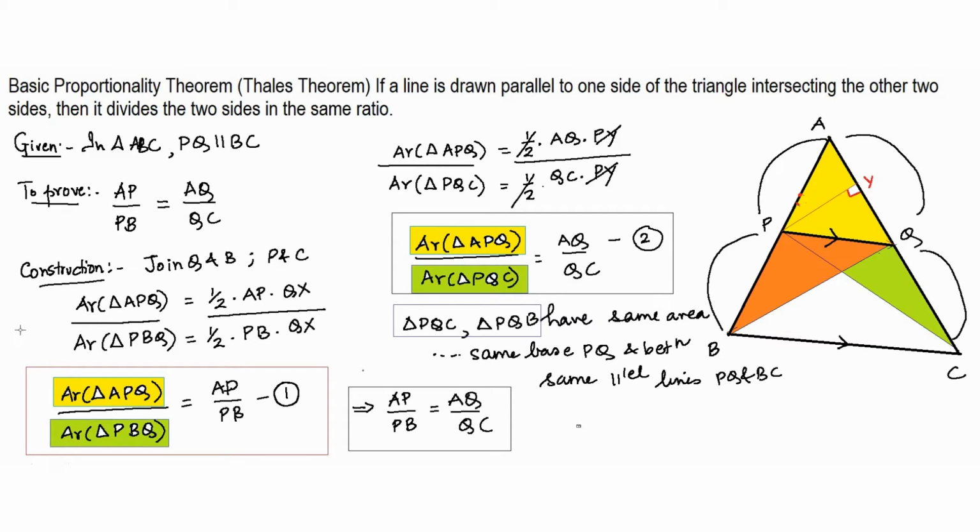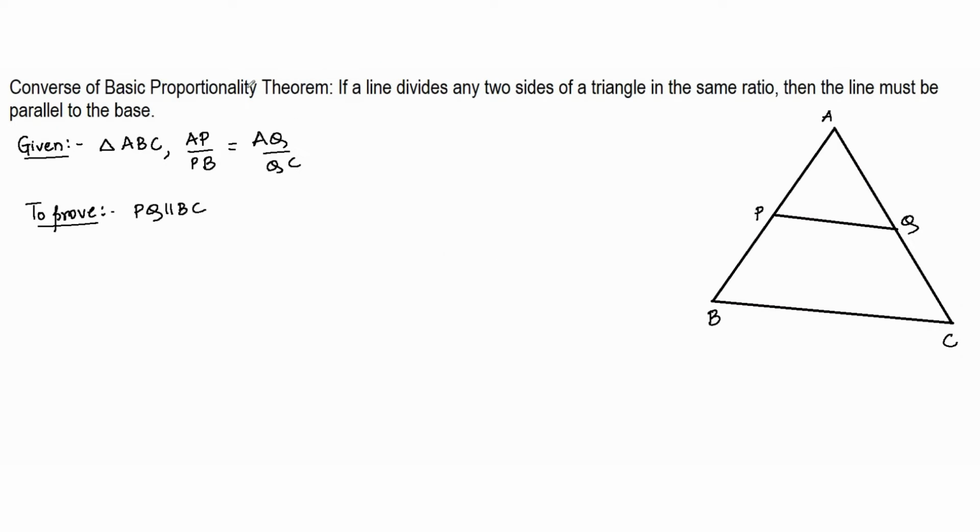Now let us discuss the converse of this particular theorem. So let's consider the statement of the converse of BPT. If a line divides two sides of a triangle in the same ratio, then the line must be parallel to the base. So over here it's given that there's a triangle ABC and AP upon PB is equal to AQ upon QC. This is now given to us. We have to show that the line PQ is parallel to BC. So this is what we have to prove in this particular theorem.